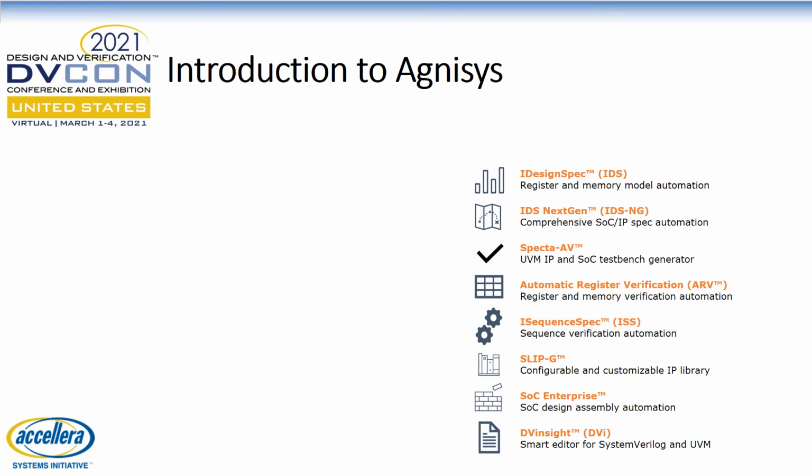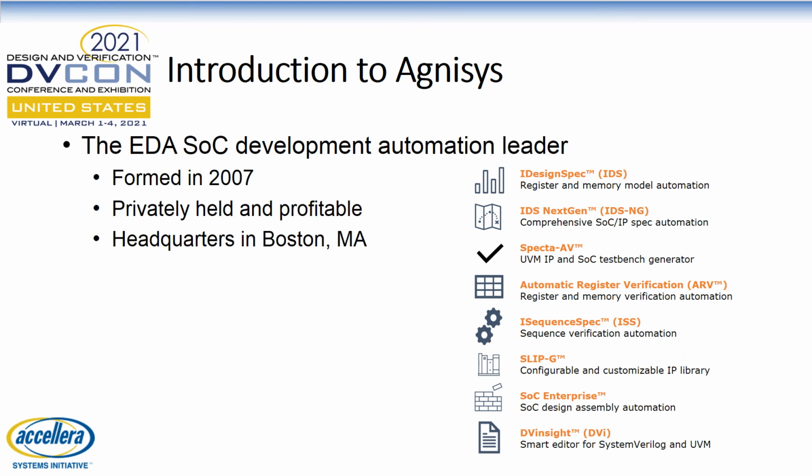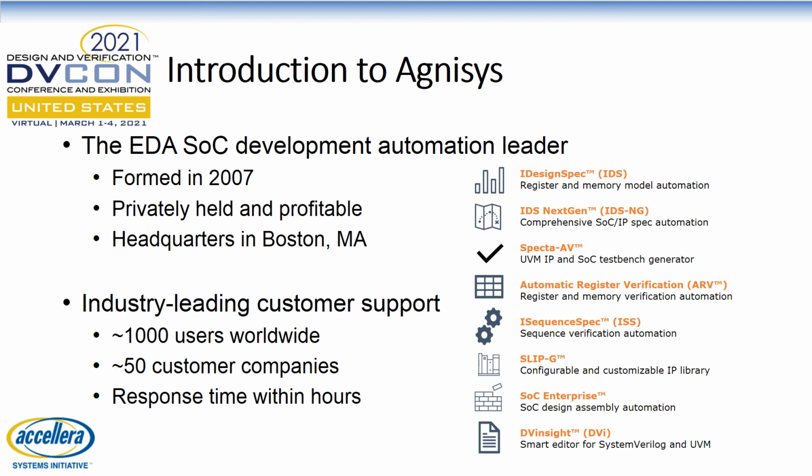Let me tell you a little bit about Agnisys as a company. Agnisys is the EDA SoC development automation leader. The company was formed in 2007, starting with the register automation portion and now expanding into all the other things we showed you on the previous slide. The company is privately held and profitable. It is headquartered in Boston, but it has design centers and support centers around the world for efficient and timely support of their customers. In fact, Agnisys is well known as a company that's good to work with and provides aggressive and industry-leading customer support, with about 1,000 hands-on users worldwide, about 50 customer companies, and a response time to user inquiries within a matter of hours.